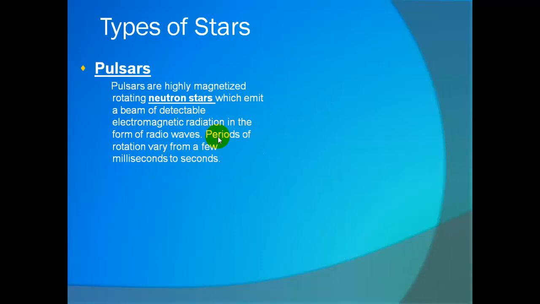Pulsars, these basically pulse. They're like lighthouses, and they're understood to be rotating neutron stars. And because they rotate a bit like a lighthouse, they send out a beam of radio waves. The period of oscillation can be a few seconds to a few milliseconds, so they spin very quickly.